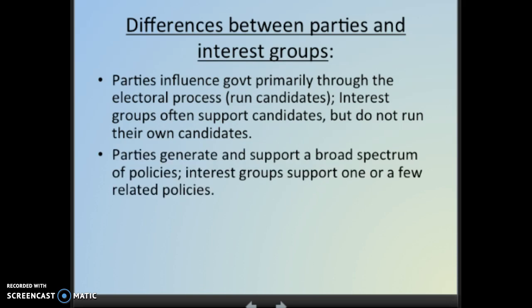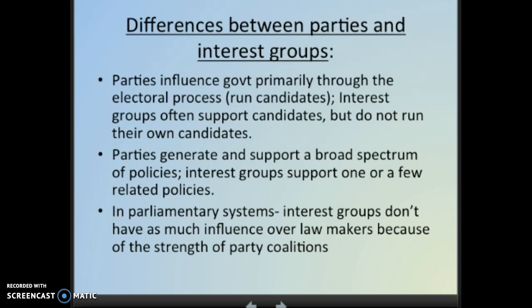Parties will have a more general, broad platform, where interest groups are going to be much more specific about the policies they want to see passed. So political parties will have a laundry list on their platform of the issues that they want to accomplish, whereas interest groups like the NRA want to prevent policy that institutes gun control. The NAACP wants to influence policy that would promote equality in education, like affirmative action. They don't want to write it, though.